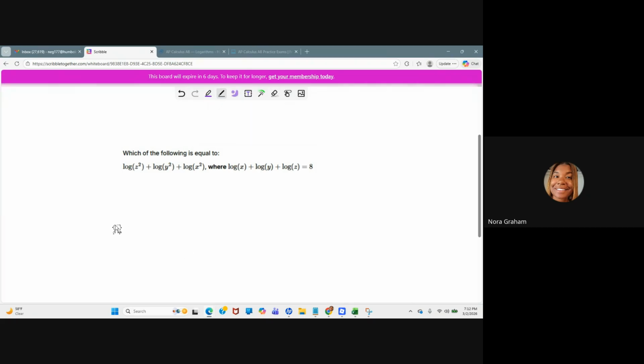All right, so which of the following is equal to this? Let's start simplifying this down. First thing we're going to do is use one of our properties where we have something in here that's to a power. We can always drop that power down in front, and that's going to happen for all of these. Everything else stays the same once we drop that power out in front.